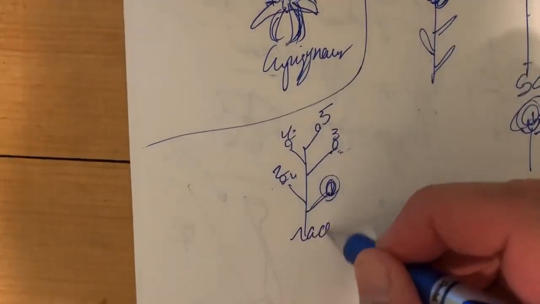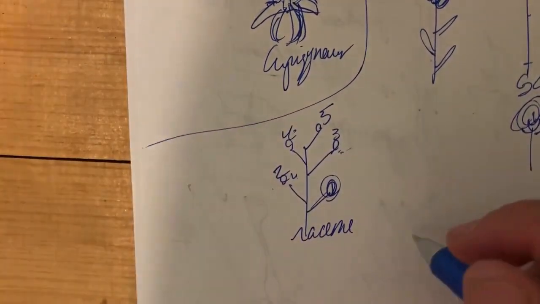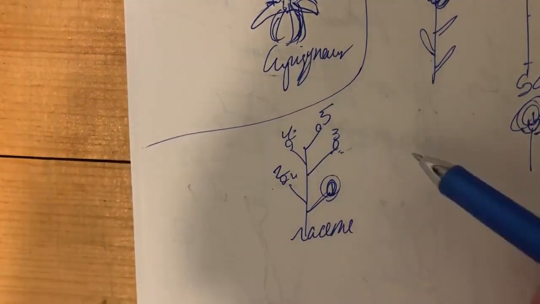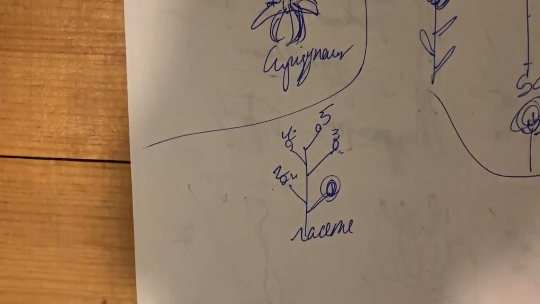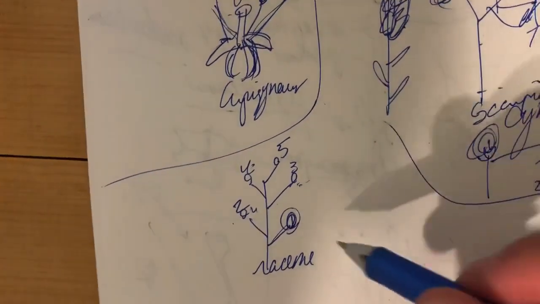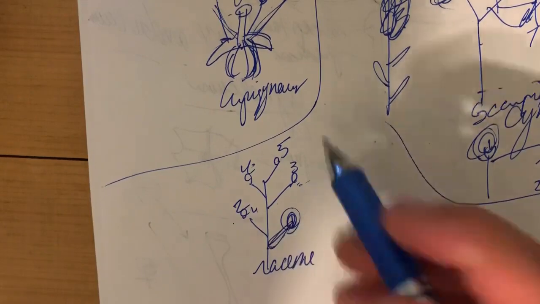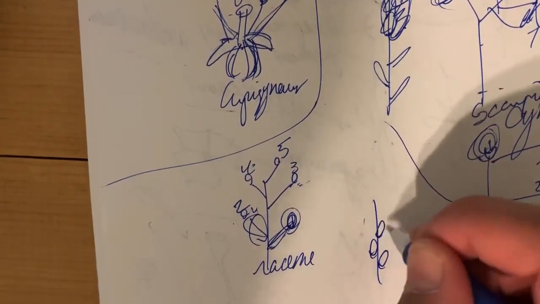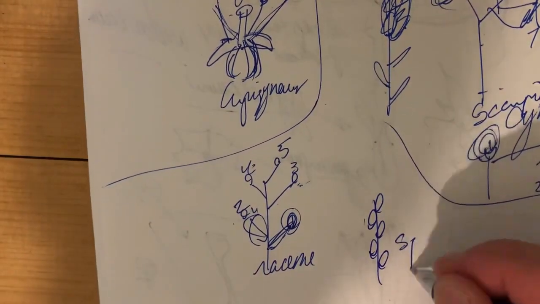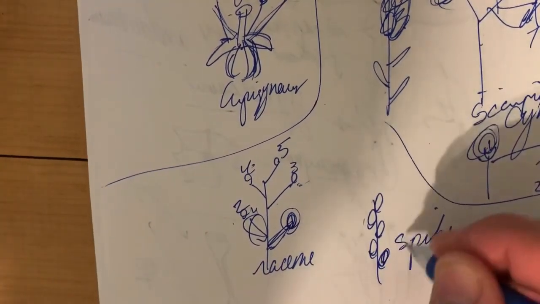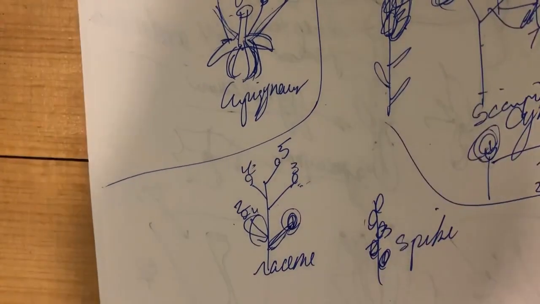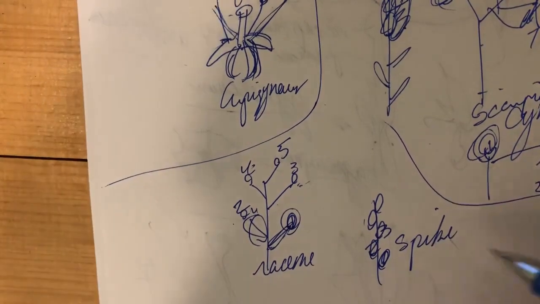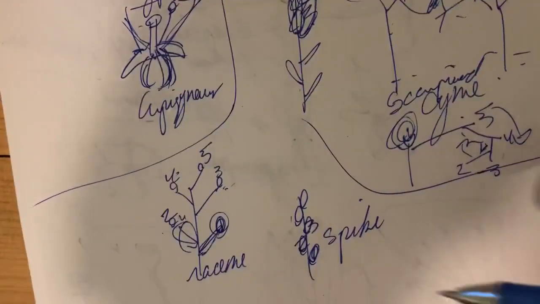So if this is a raceme, there's all kinds of different evolutionary modifications or versions of these racemes, right? So you can have a raceme where you lose these pedicels right here, right? And this, where we have flowers here, this is called a spike. So this is just one, and then two, and three, and so forth, right? And you can say racemus spike, but usually you'll just hear spike for that particular flower type.